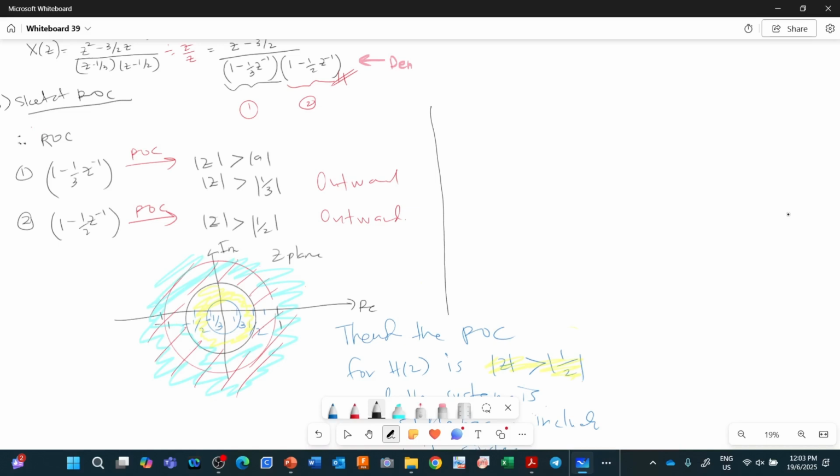Okay, so understood. However, the question says sketching the ROC is one thing, but the question asks you, is it stable or not? For stability, the ROC for both values, number 1 and number 2, need to include the unit circle. Not only one value. So for this case, if I draw, the unit circle is 1 here, minus 1, 1.